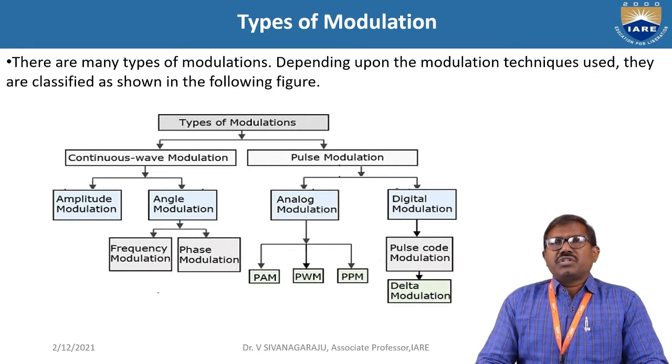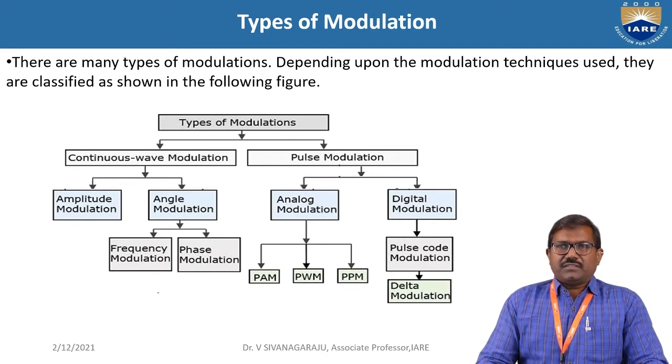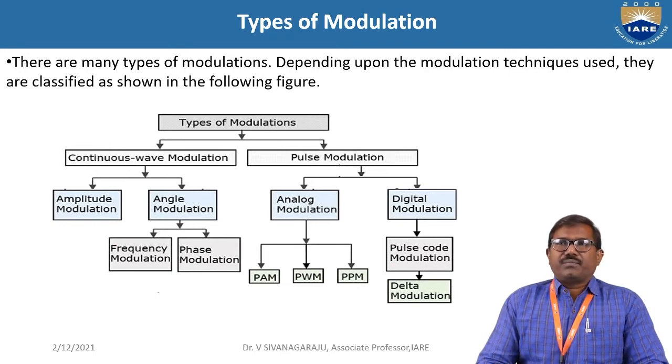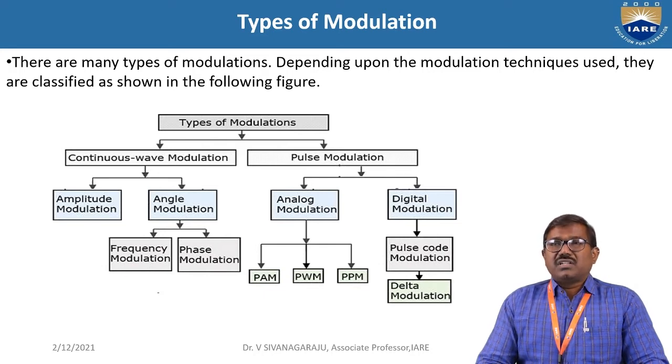So in the analog communication subject, we are going to learn about these 6 modulations: amplitude modulation, frequency modulation, phase modulation, and PAM, PWM, and PPM. And coming to digital modulation, that is pulse code modulation. The first modulation is PCM, and there is delta modulation. So these are the varieties of modulations.